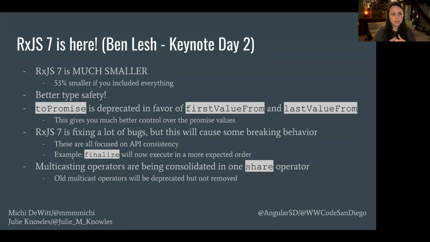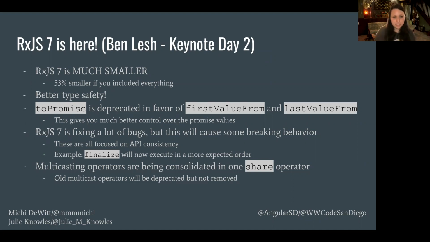When the talk was given, RxJS 7 was not out yet. I think they were just about to do the first release candidate, but I went and checked last night, and RxJS 7 has been released and is out there and ready for everyone, which is really exciting. It feels like they've been talking about RxJS 7 for a really long time, and about all the benefits that are coming, and now it's here. So what's going on with RxJS 7? What are the updates you need to know about?